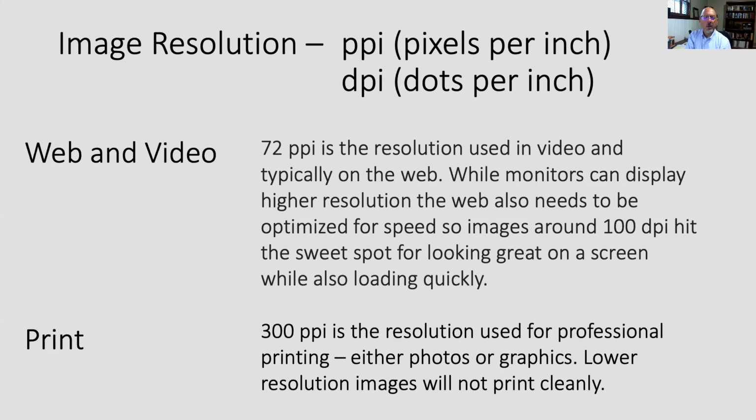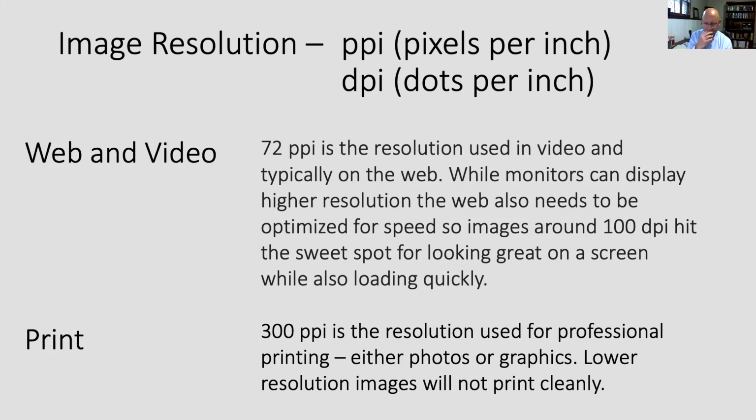The web allows for higher pixels per inch images. You can get away with around 100 is kind of the sweet spot, but video only uses 72 pixels per inch. That's the maximum that you can get out of video. Print products, on the other hand, you want to use 300 pixels per inch. That is the standard resolution used for professional printing.